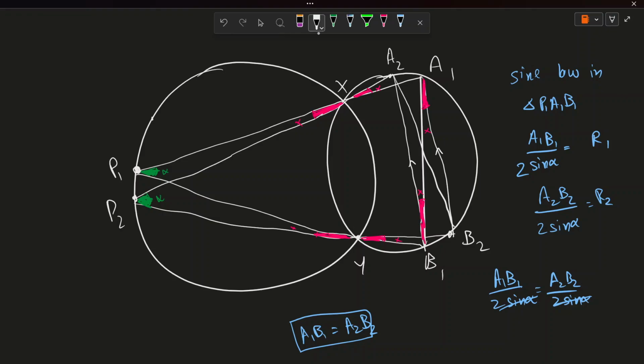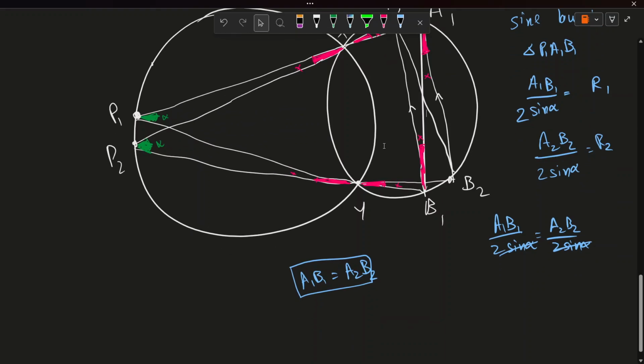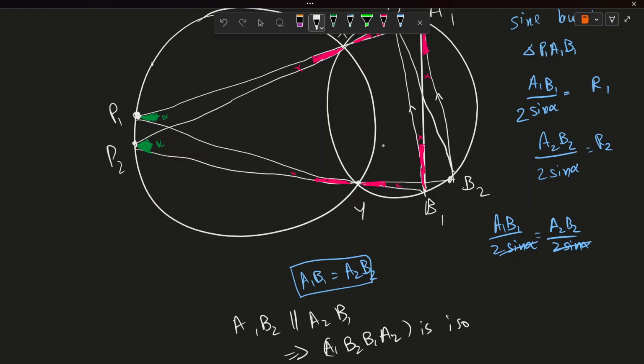And notice that if a trapezium is cyclic, it means that the trapezium is isosceles. We can easily prove that, so I will not prove it here. So because this trapezium is isosceles, we get that first A1 B2 is parallel to A2 B1, which implies A1 B2 B1 A2 is an isosceles trapezium.